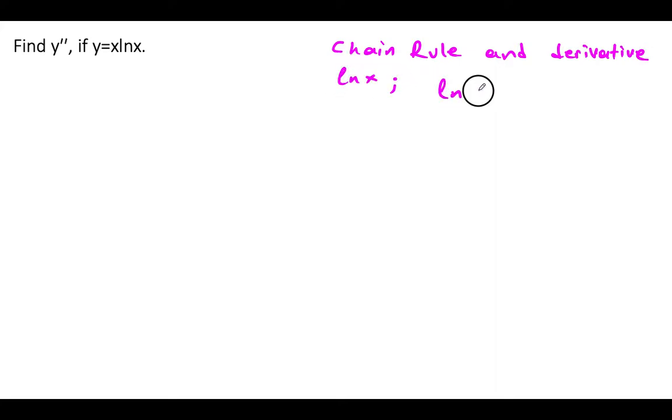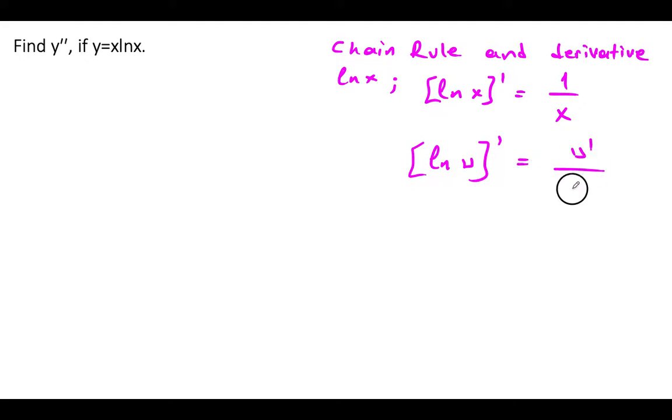Now in this question, we will use the product rule and the derivative of ln x. So what is the ln x derivative? As a rule, we should memorize this. The derivative of ln x is 1 over x. In general, the derivative of ln u is u prime over u. Okay, u is here any function.